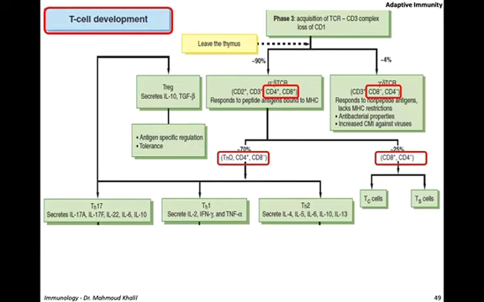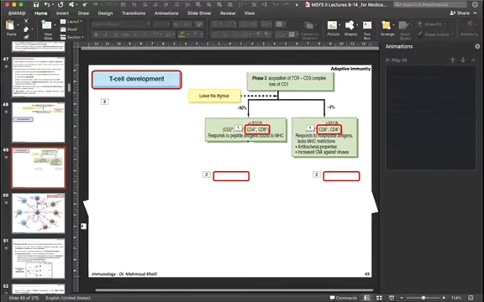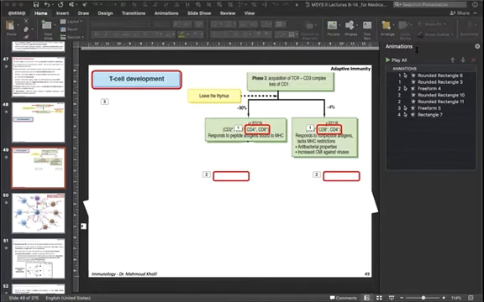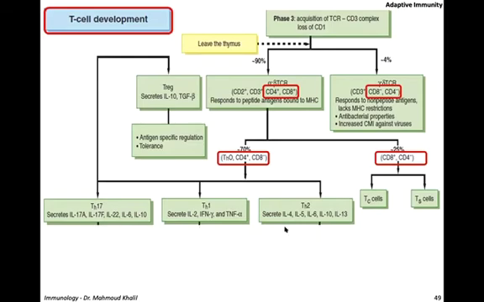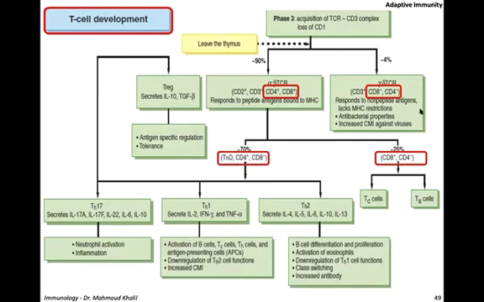For these three types, T helper 1 and T helper 2 and T helper 17, you can see that they have different functions.